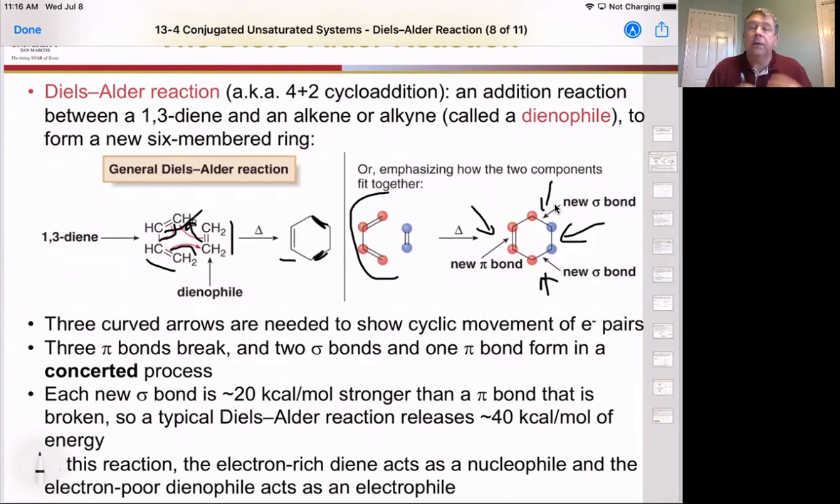And we know this is true because in some of the reaction products, we always get these cycles, these 6-membered rings, okay? And so the new energy of each of the bonds is greater than the pi bond that was broken. So typically Diels-Alder reactions release energy and are exothermic. In this reaction, electron-rich dienes react as the nucleophile, and the electron-poor dienophile acts as the electrophile.